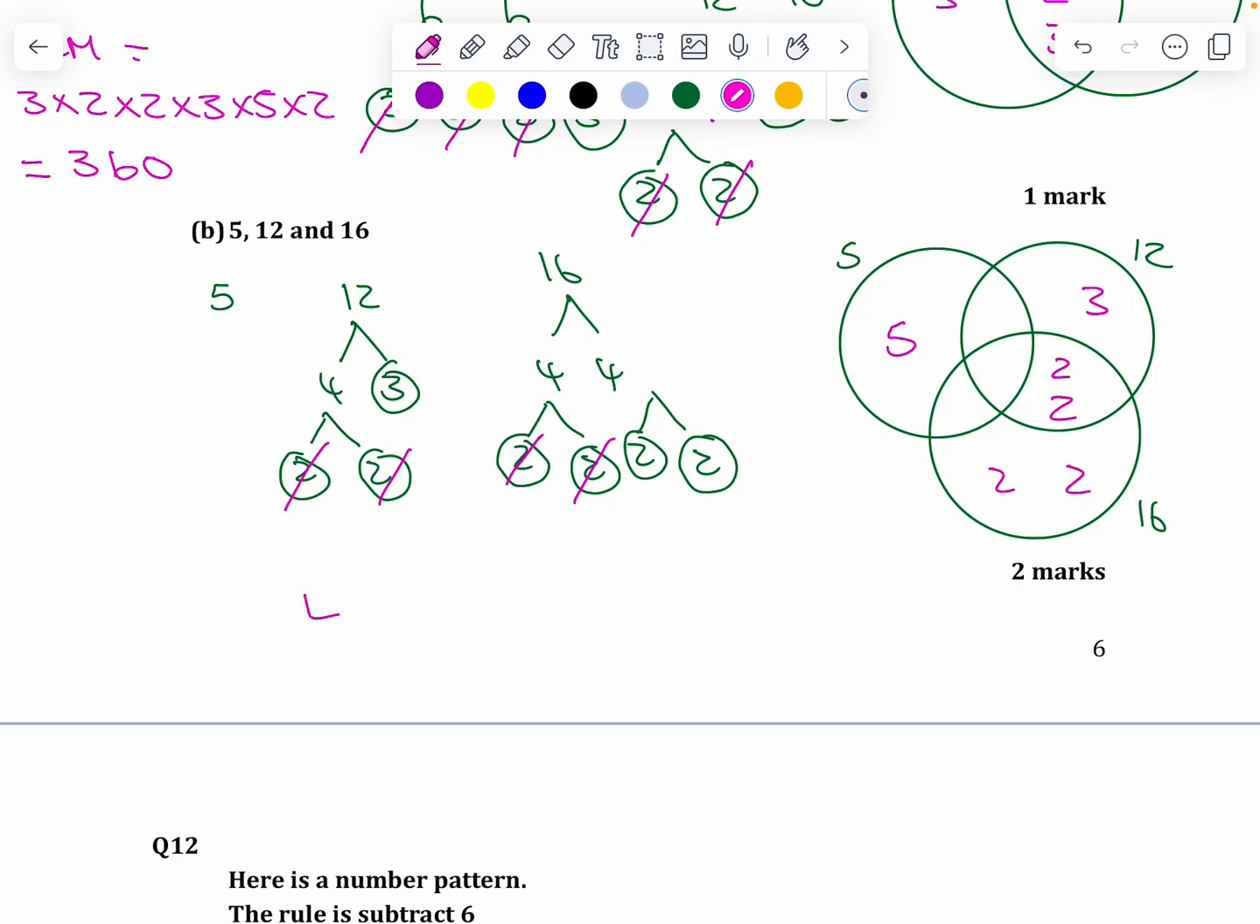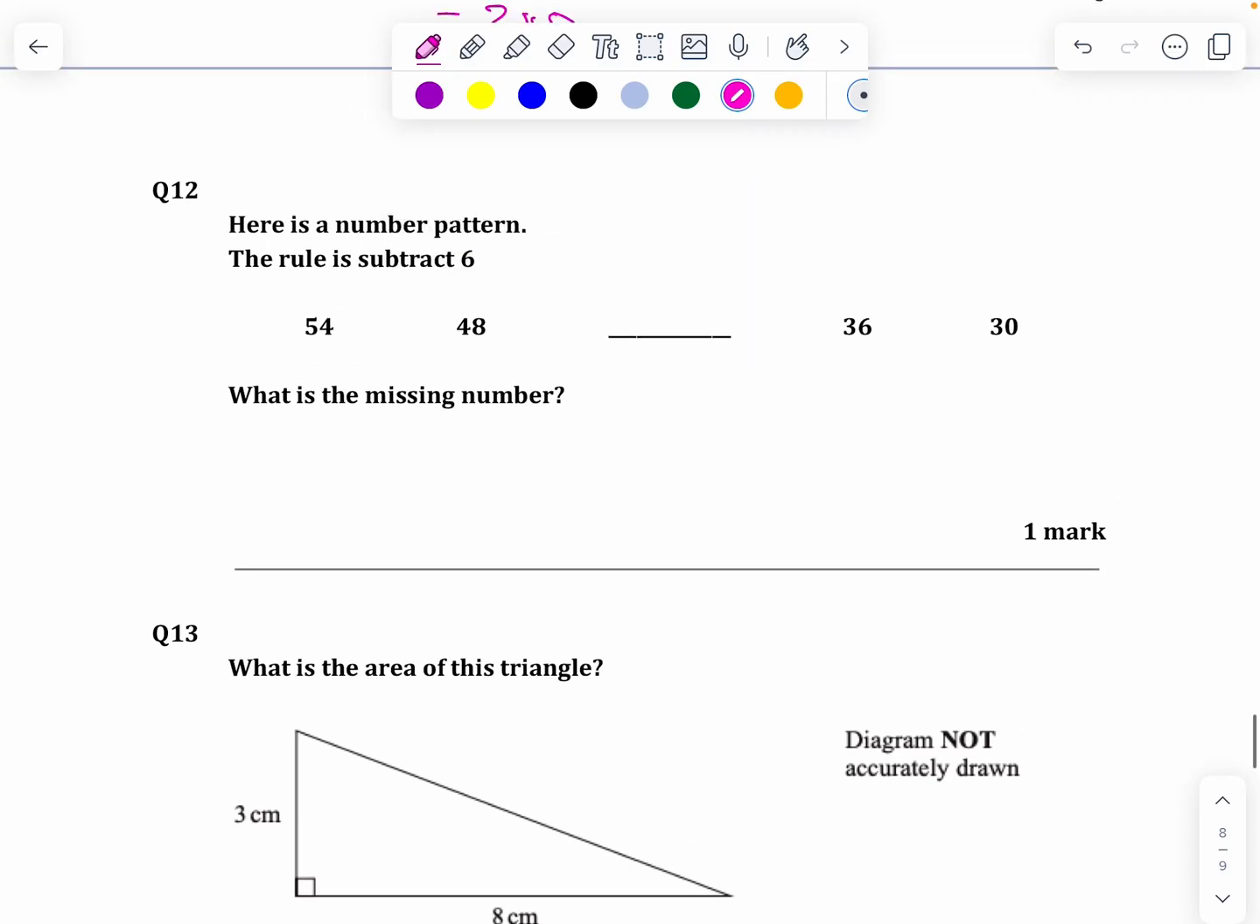And then, as I said to you, the LCM is all the numbers multiplied together. So 2 times 2 times 2 times 2 times 3 times 5. Okay, and that is 5 times 3 is 15. Double it, 30, 60, 120, 240. So 240.